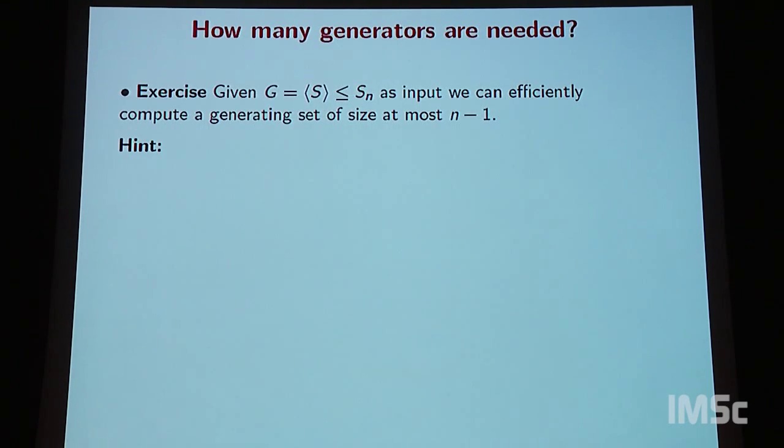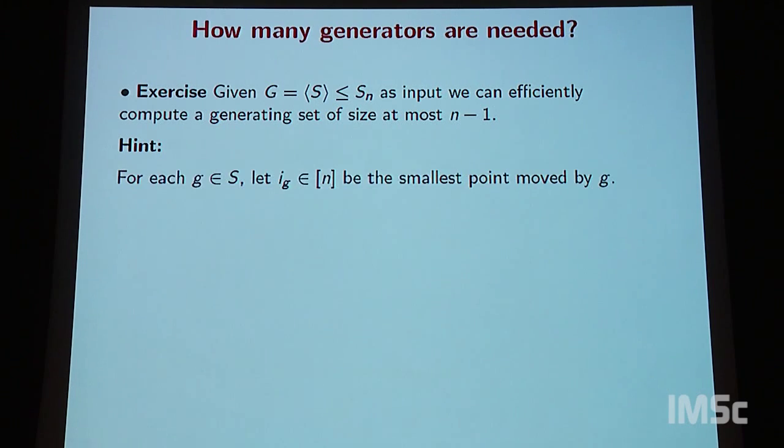Nice proof. Here is a more challenging exercise. Not only can I find a generating set of size n square, every subgroup of Sn I can transform into a generating set of size at most n minus 1. That's also a theorem, that every subgroup of Sn has a generating set of size n minus 1. It's not obvious, but it's true. And here is a hint for the exercise.